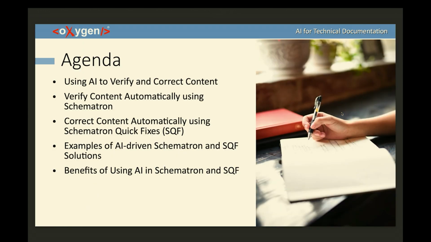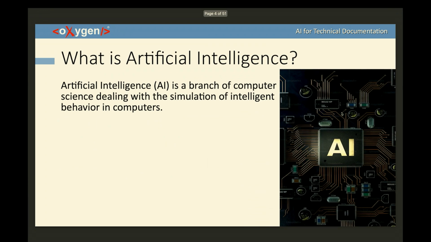So this is the agenda of the presentation. We'll discuss how you can automatically verify content using AI and Schematron. I'll show some actions that we have for verification in Oxygen, but also how you can implement some actions to run this automatic verification, and how you can correct problems also. The benefits, and also we can check the challenges that you have when you use this.